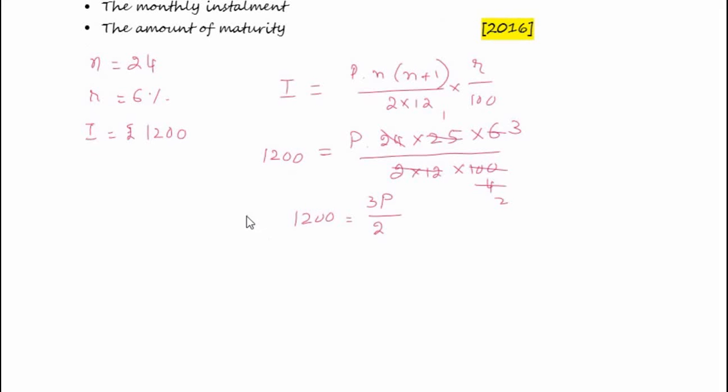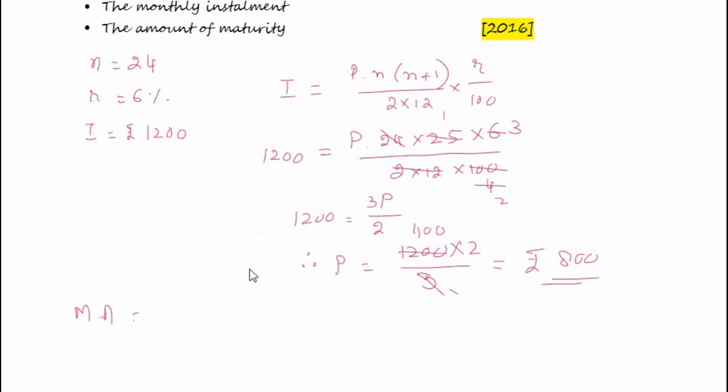Therefore P equal to, let us write 1200 first, and 2 goes to numerator into 2 divided by 3. So 3 ones are 3 here, 400 times 400 into 2, that is rupees 800. So monthly installment here is rupees 800. So what next we have to find out? The maturity amount.